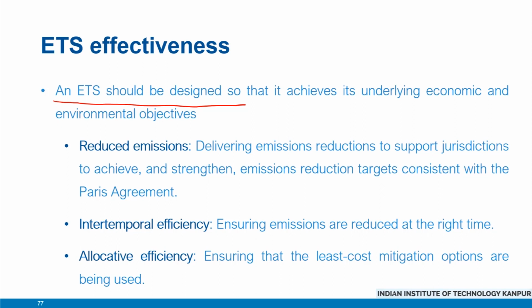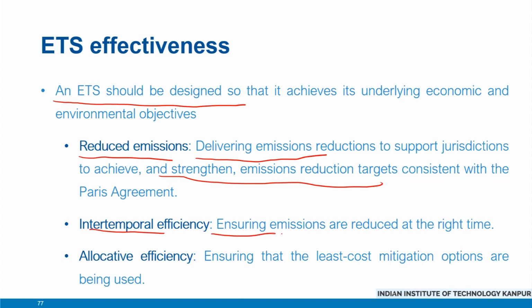First, reduce emissions, delivering emissions reductions to support jurisdictions to achieve and strengthen emission reduction targets consistent with the Paris Agreement. Second, intertemporal efficiency, which entails ensuring emissions are reduced at the right time. And then allocative efficiency, which ensures that the least cost mitigation options are being used. Let us discuss them in more detail one by one.